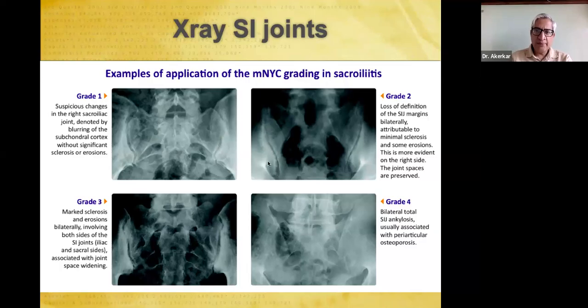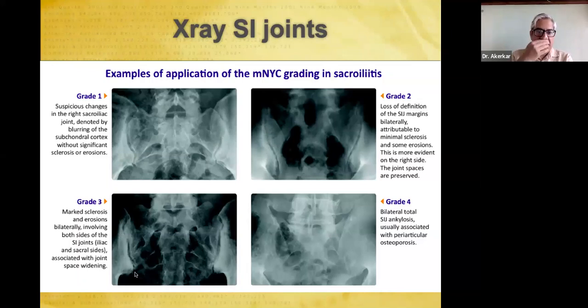It is irregular. And again, there is sclerosis here. See, this area is more white as compared to this area. So there is sclerosis. This is irregular. What does this irregularity really mean? Possibly there are erosions here which are looking like irregular margin on the X-ray. Third, significant sclerosis and erosions.